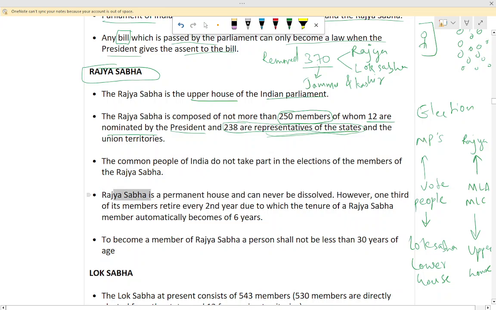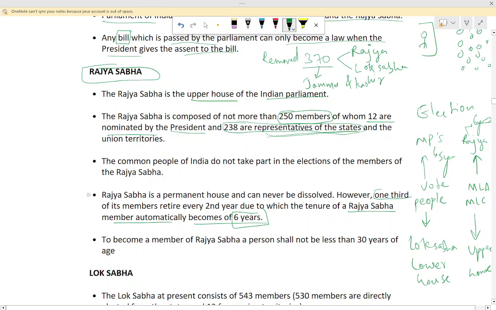However, one-third of its members retire every second year, due to which the tenure of the Rajya Sabha members automatically becomes 6 years. How many years? Rajya Sabha member tenure is 6 years. Lok Sabha is 5 years. Yes, 5 years, and this is 6 years. Okay, remember this.